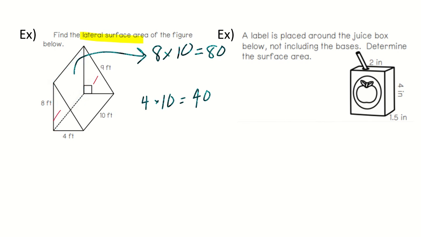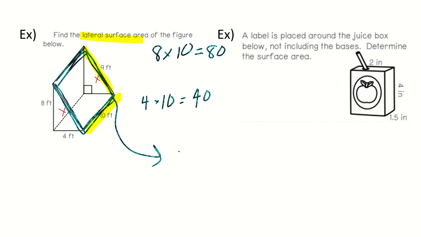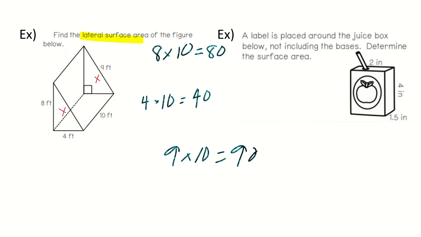And one more. We have one more rectangular side that does not include those two triangles. So I'm highlighting to show you that the slanted front of the shape is also a piece that we need to find. So what lengths do we have? We have a 9 and a 10. So that side is going to be 9 times 10, which is 90. Okay, those are all of the lateral surfaces, leaving out the two triangles. If we included the triangles as well, that would be total surface area.